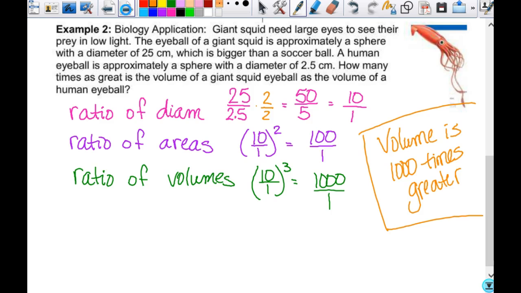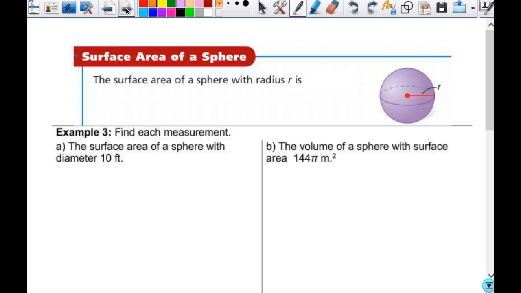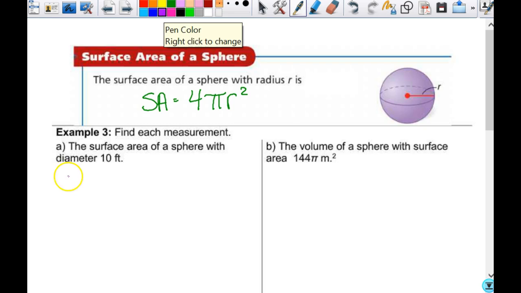So now let's look at surface area. Once again, I'm just going to give you this formula right now because I said so, and then I will show you where it comes from and why on Tuesday or Thursday. So the surface area formula for a sphere is 4 pi r squared. Okay, there's the surface area formula. So this first one says I want the surface area of a sphere with this diameter. So surface area is 4 pi r squared.